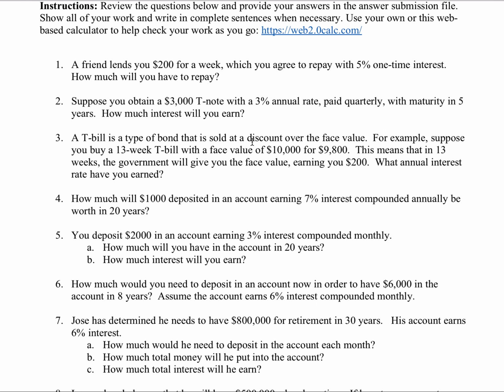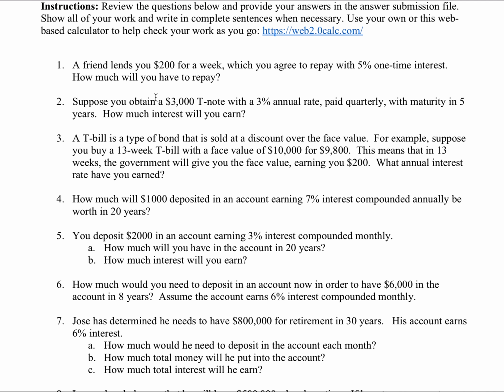Now, as I move on, I'm having a $3,000 T-note, meaning I'm borrowing $3,000 at a 3% annual rate, paid quarterly with maturity in 5 years. So here's the thing. My time for my rate and my time for my amount are different. I'm paid quarterly, but I have years. So I'm going to have to convert that to quarters.